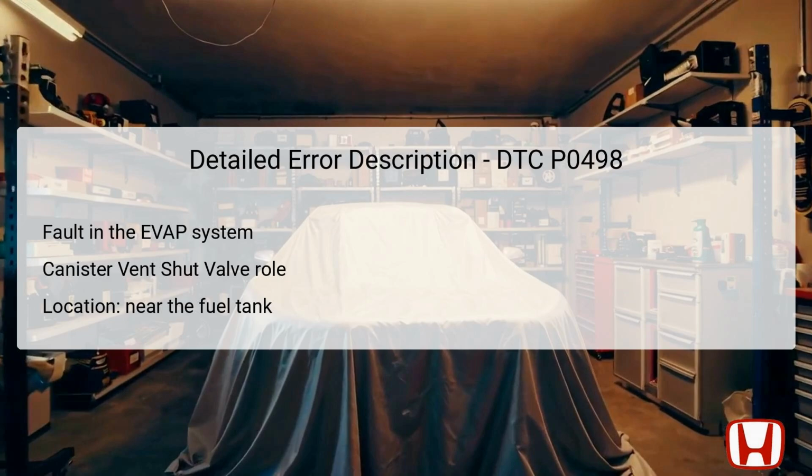The DTC P0498 indicates an error within the EVAP, Evaporative Emission Control System, which handles fuel vapor emissions to reduce environmental impact. The EVAP canister vent shut valve is instrumental in controlling the flow of fuel vapors from the gas tank to the charcoal canister, where these vapors are stored until they can be safely purged back into the intake system. This valve is usually located in the vehicle's undercarriage, near the fuel tank, making it vital to inspect its connection and functionality during troubleshooting.